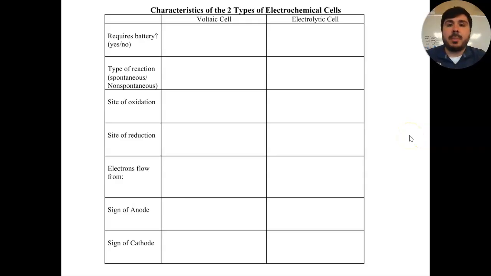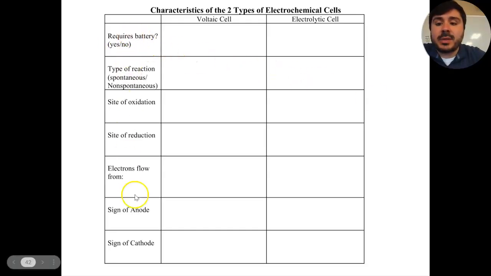Now, I'm going to take a minute or two here to break down the differences between our electrolytic and our voltaic cells here, guys. Going through a giant table, sort of asking the question on the left-hand side as we go down and being able to fill out each side as either voltaic or electrolytic, right? So the question to start here is, does it require a battery, yes or no?